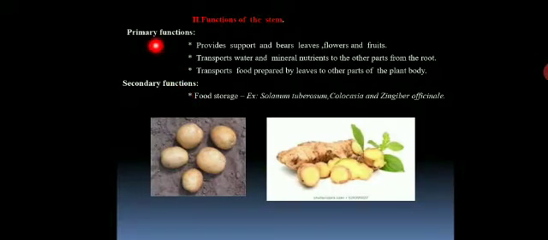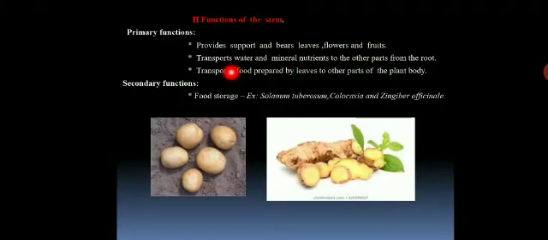The primary function is the first function. The stem has the capacity for survival, especially providing support to the plant. The plant can withstand the soil, which is called support, and bears leaves, flowers and fruit. That is the first primary function of the stem.